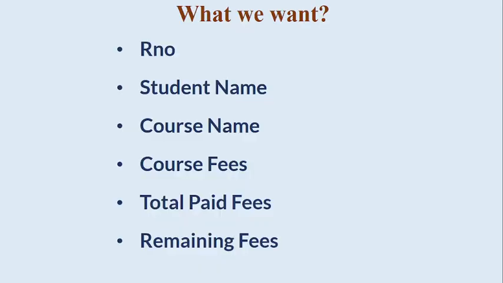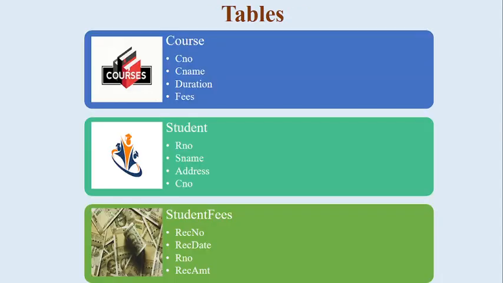For example, suppose we want to display roll number of a student, then his name, his course name, course fees, to which course he has taken admission, his total paid fees, and course fees minus paid fees will be the remaining fees. Now in this student fees table, we are maintaining student's installment.